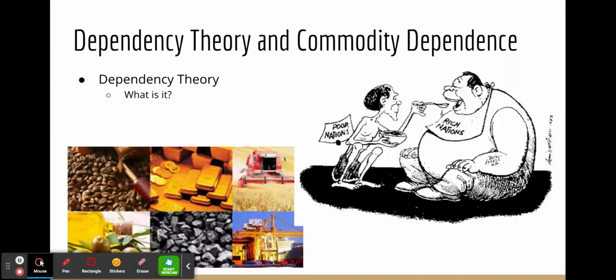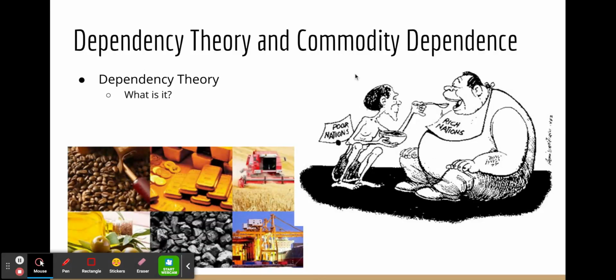This theory developed because of some countries not developing the way that they were predicted to. And the blame for the lack of development is placed on the core countries that have exploited the periphery and made the periphery dependent on them for jobs, investments, aid, revenue, trade partnerships, all that kind of stuff.